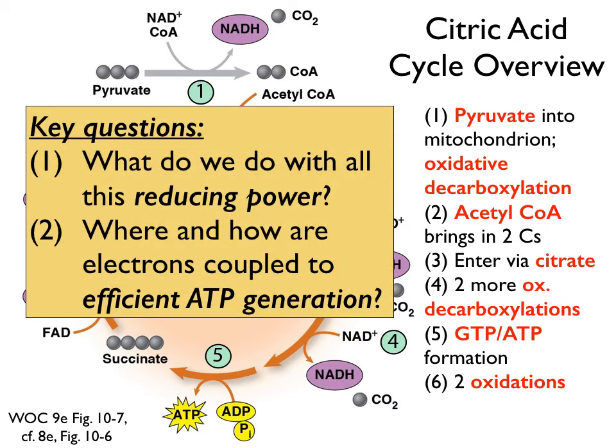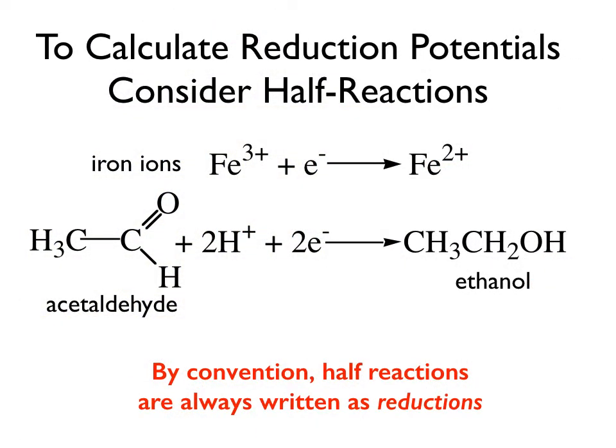This leads to some key questions. First, what will we do with all that reducing power? And secondly, where and how are these electrons that we produce via these reductions coupled to efficient ATP generation? Well, to answer the first of these questions, we need to consider a concept that you learned in chemistry. And that has to do with oxidation and reduction reactions.